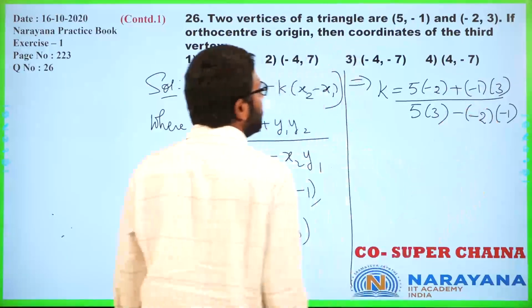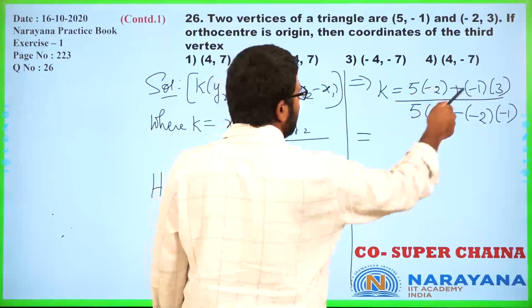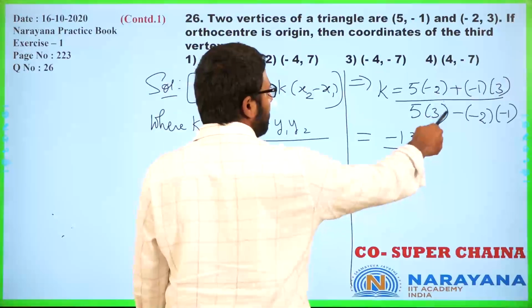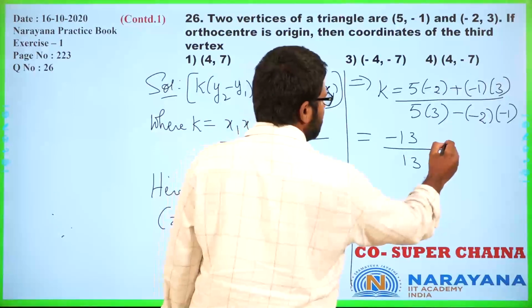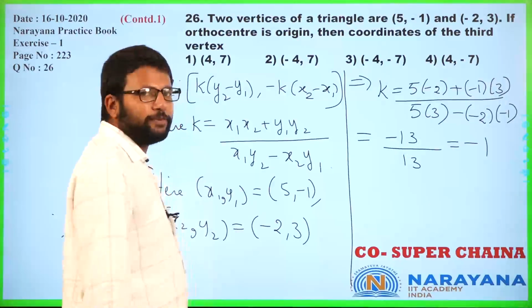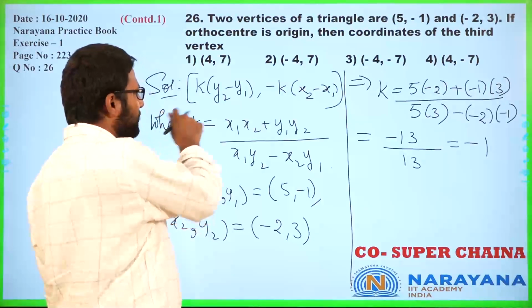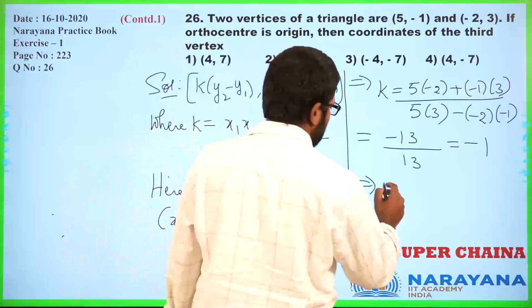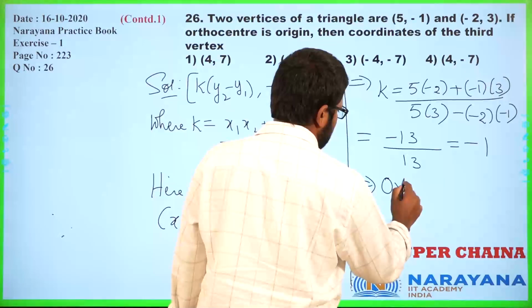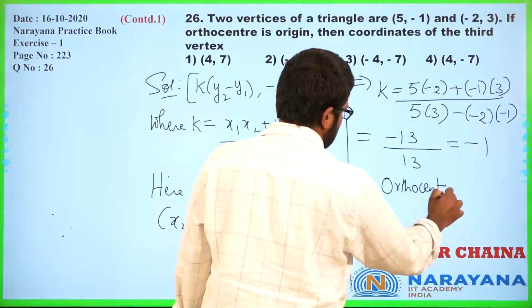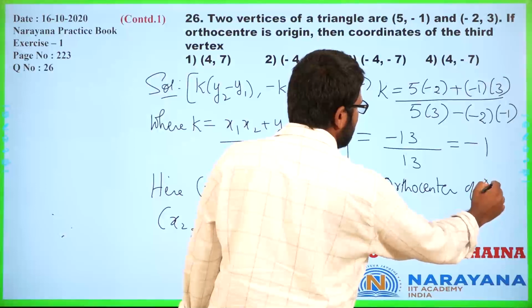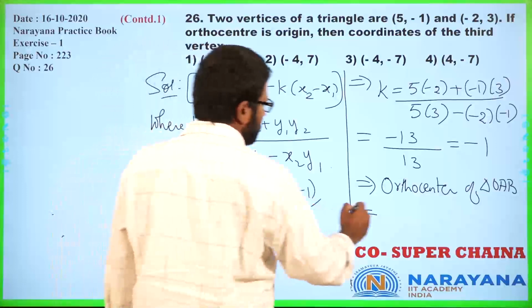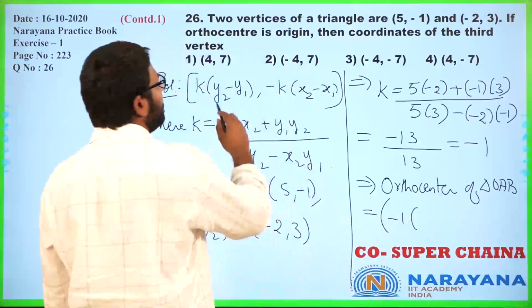All right. Okay, so let us figure this out. This is minus 10 minus 3, so minus 13, divided by 15 minus 2, this is 13. So at least k is minus 1. Right? K is minus 1. Now the orthocenter of triangle OAB is equal to, substitute minus 1 into y2 minus y1.